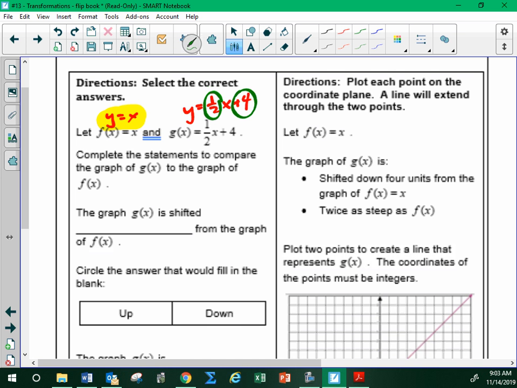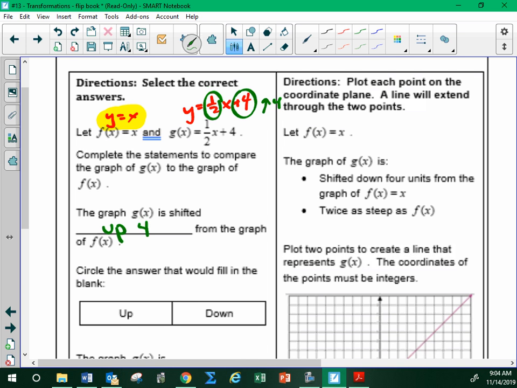Again, a y-intercept on the end, or adding or subtracting a number on the end, shifts it up or down. Changing my slope makes it either more steep or less steep. So they go ahead and have a fill in the blank here. The graph g of x, so talking about this one here, is shifted. So shifting, we have it shifts up 4. So it shifts up 4 from the graph of f of x.